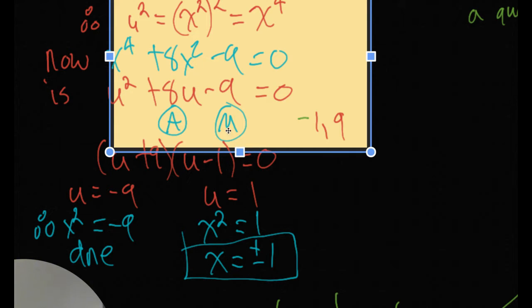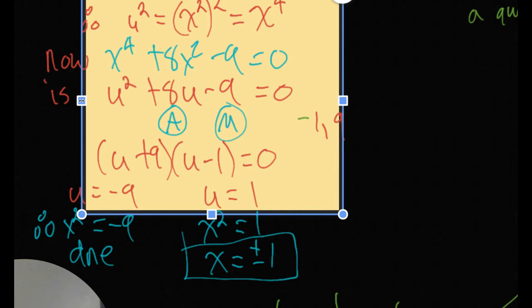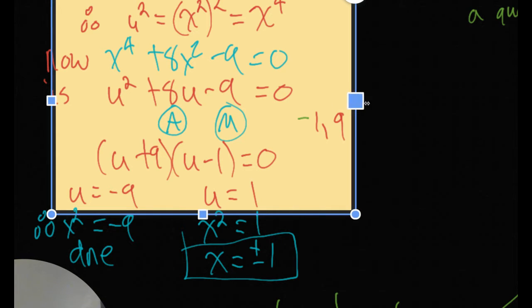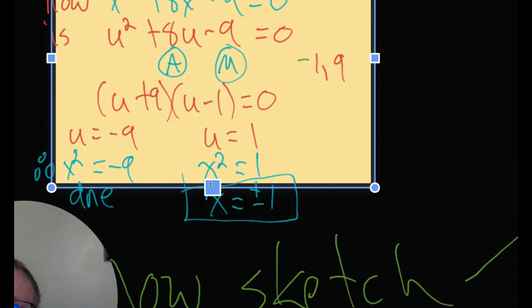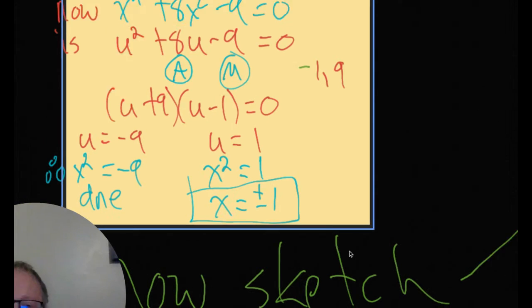Now we can go through this process of factoring it out. So we have u plus 9, u minus 1 equals 0. So I solve for u. Set each factor equal to 0. That's the zero factor property. U equals -9 or u equals 1. But that's not really u. It's actually x squared. So now I solve with respect to x squared. So x squared equals -9, x squared equals 1. X squared equals -9, well, there's nothing I can square and get a negative, so that doesn't exist. But what about x squared equals 1? We know that we get plus or minus.